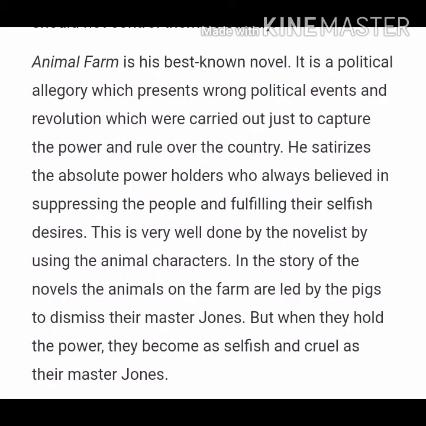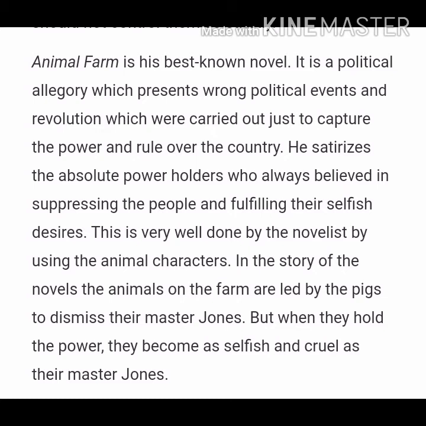Animal Farm is his best known novel. It is a political allegory which presents wrong political events and revolution which were carried out just to capture the power and rule over the country. He satirizes the absolute power holders who always believe in suppressing the people and fulfilling their selfish desires. This is very well done by the novelist by using the animal characters.